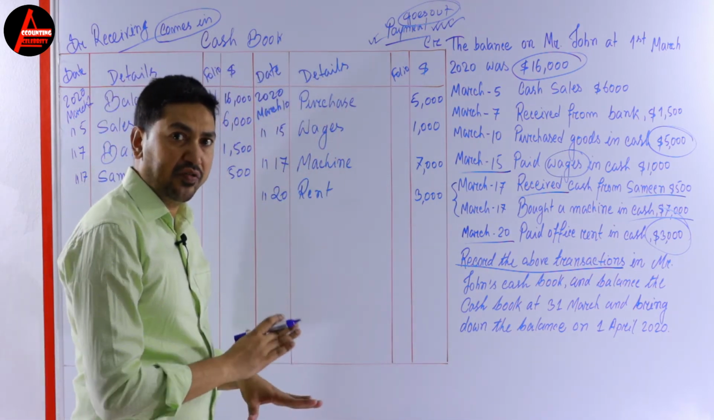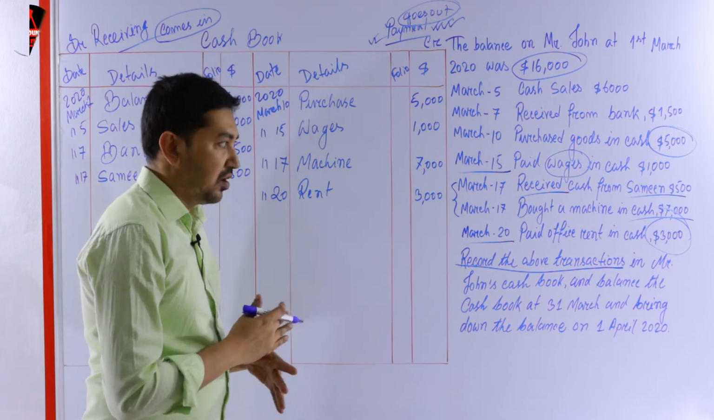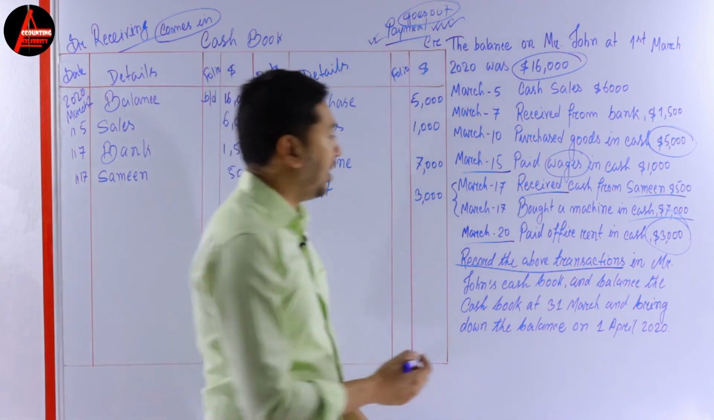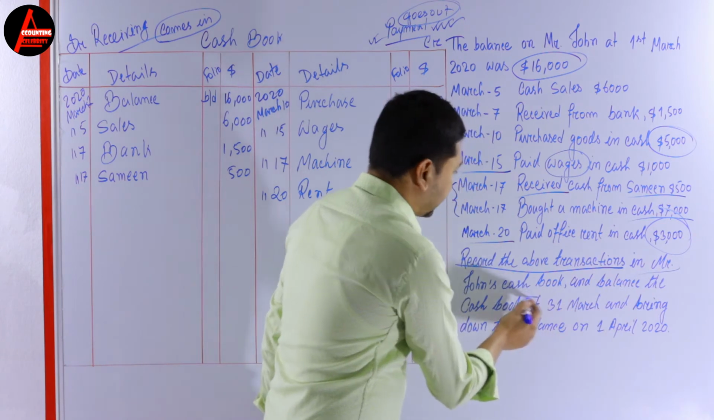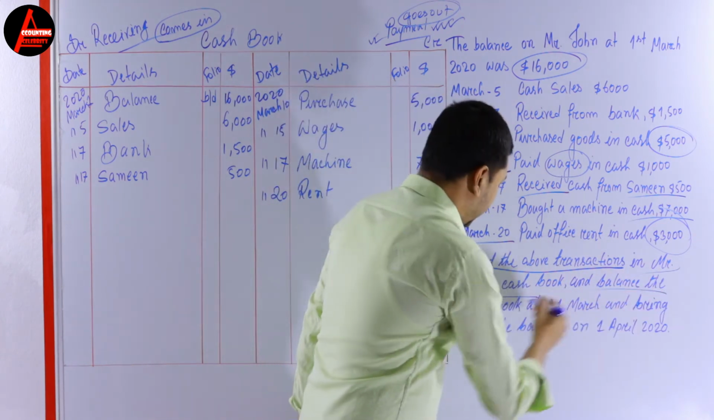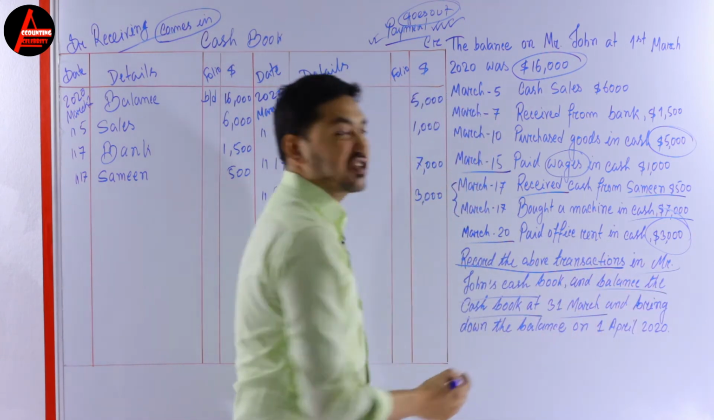Okay, you don't have to go further. You are done. But what is written here? In Mr. John's cash book, very good. Balance the cash book on 31st March.